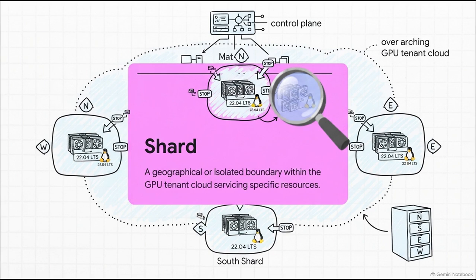Each shard can run its own completely secure, isolated environment, like an Ubuntu 22.04 LTS setup, for example, servicing very specific tenant clusters without any of that data bleeding over into the others. It's like a perfectly organized filing system.